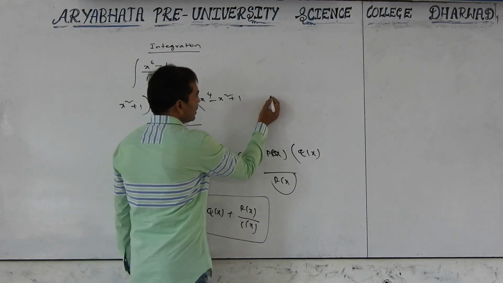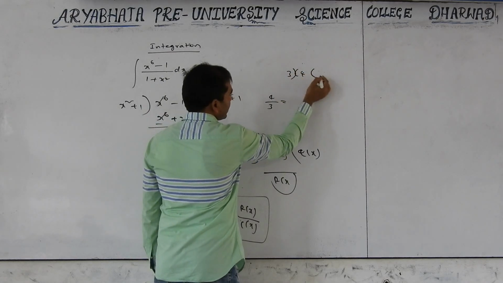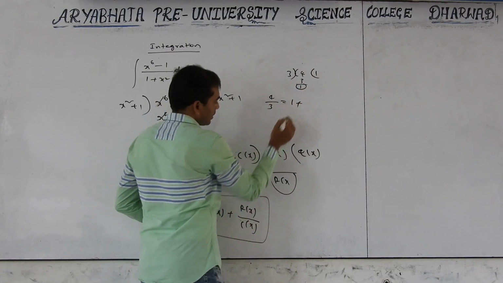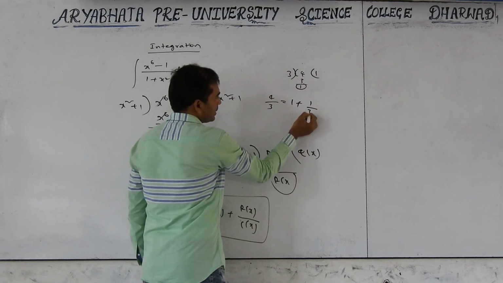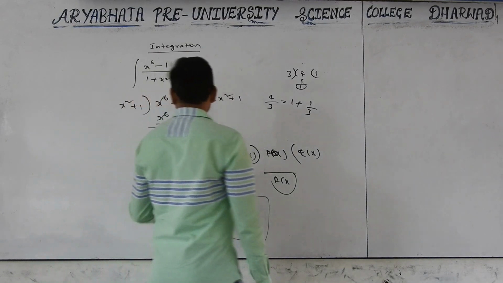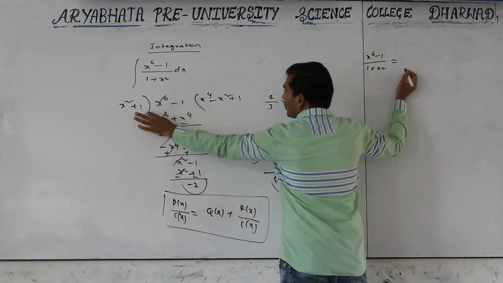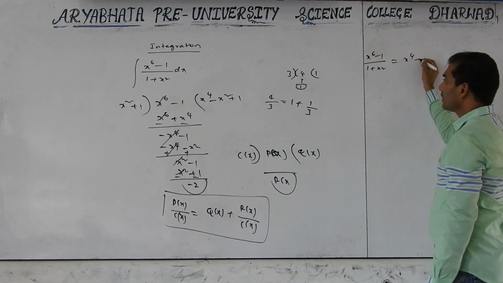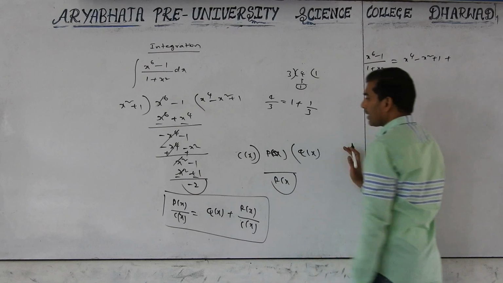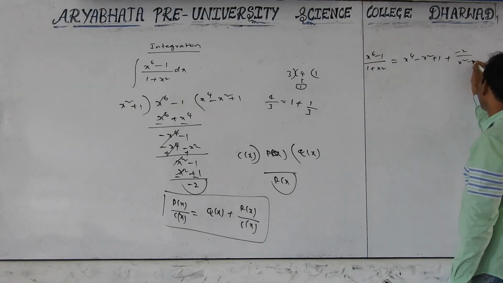For example, see, 4 by 3. 4 is divided by 3; 3 ones are 3, remainder is 1. So the quotient is 1 plus the remainder 1 by 3. So 1 plus 1 by 3 equals 4 by 3. Like that. So here (x^6 − 1)/(1 + x²) equals the quotient x^4 − x² + 1 plus r of x, where r of x is −2 by x² + 1. Finish.